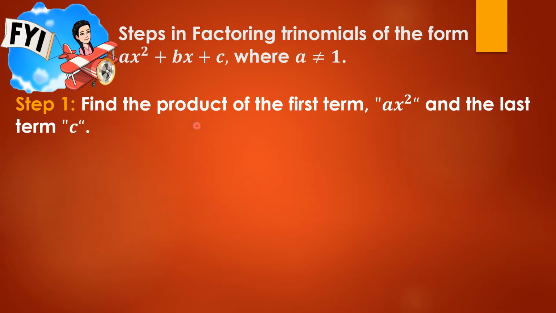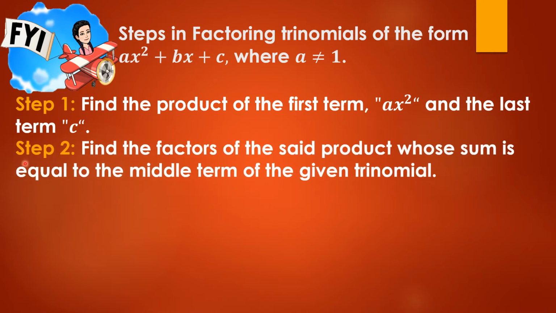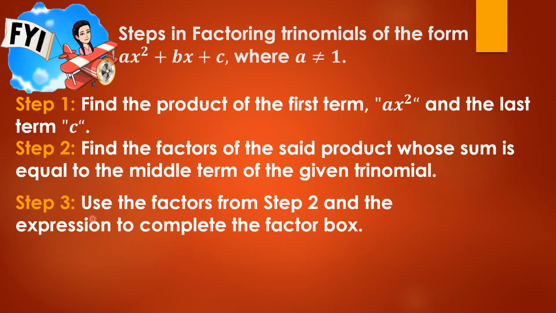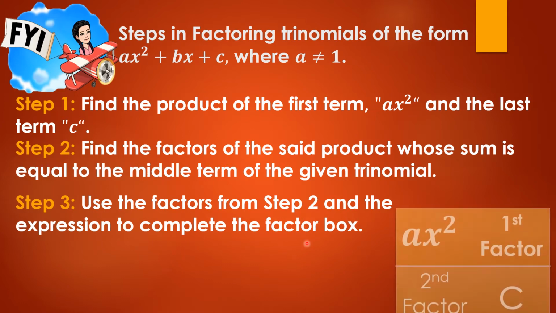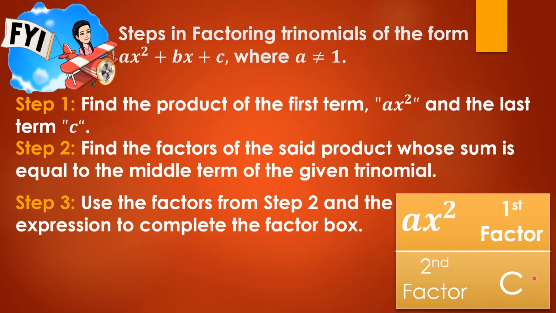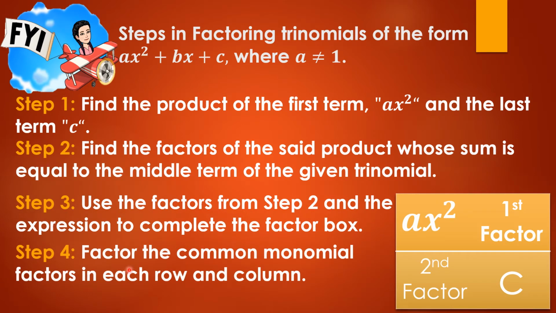Step 1. Find the product of the first term ax squared and the last term c. Step 2. Find the factors of the said product whose sum is equal to the middle term of the given trinomial. Step 3. Use the factors from Step 2 and the expression to complete the factor box. So here is the factor box. Step 4. Factor the common monomial factors in each row and column. So let's apply these steps in factoring the following examples.